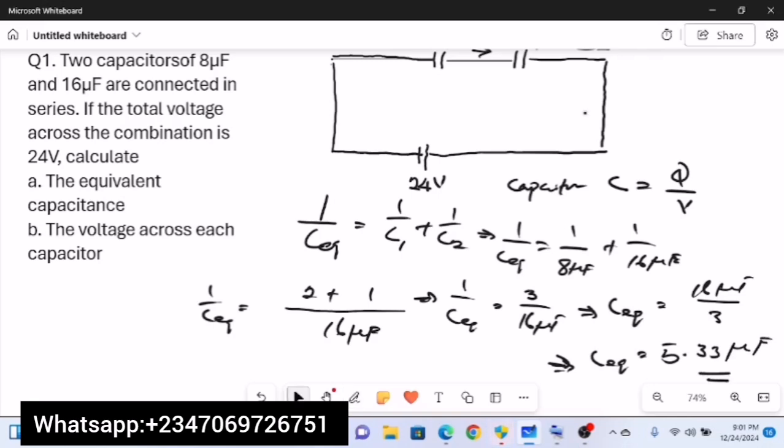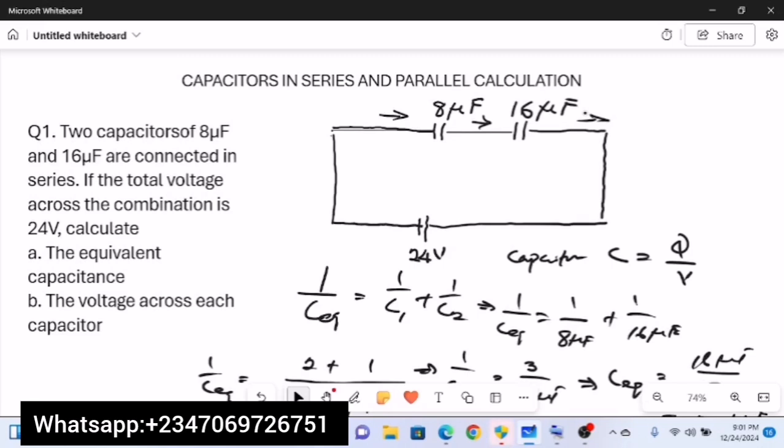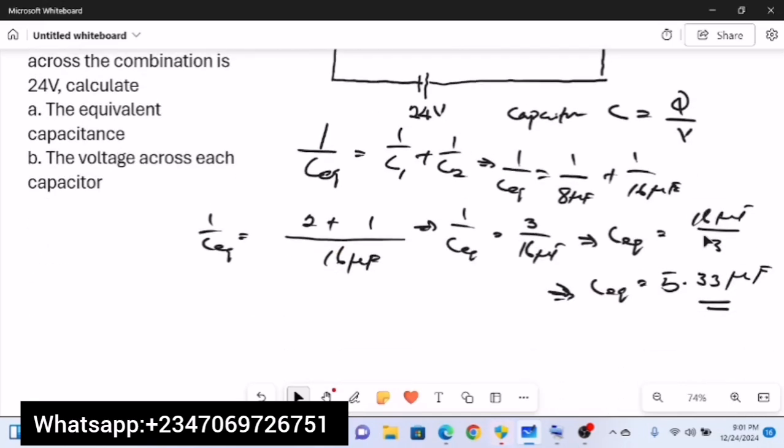Now the second question, the B part, says we should calculate the voltage across each capacitor. In order to do this, the first thing is to observe the formula of capacitance like I stated earlier. It is simply charge over potential difference. Now we know the equivalent capacitance, we know the equivalent voltage source, which is given in the question as 24 volts, but what we don't know is the equivalent charge. So in order to answer the second part, we need to find the equivalent charge first. Then from that relationship, we can find the individual voltage across each of the capacitors. So we need to make charge the subject of the formula.